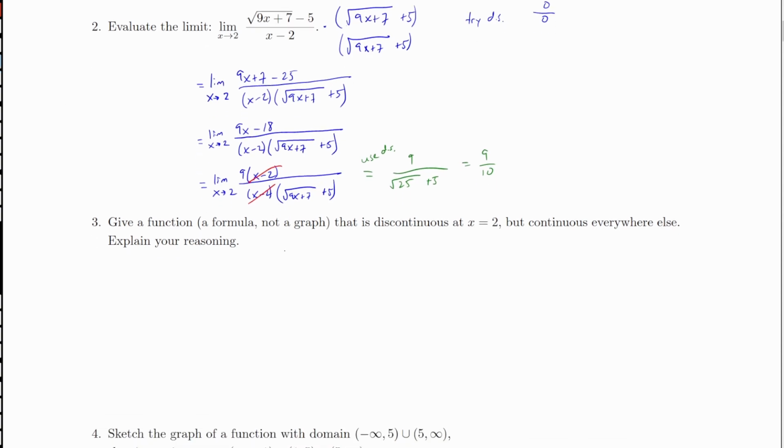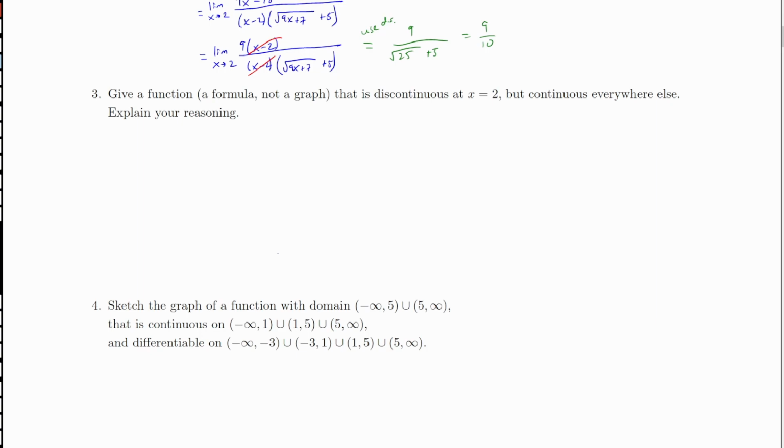Problem 3. Give a function, a formula, not a graph, that is discontinuous at x equals 2, but continuous everywhere else. Okay. So let's look at a couple of different ways to do this. One way is I want something where it's not continuous at x equals 2, and maybe I can do that by having it not defined at x equals 2. So I'll put in x minus 2 in the denominator. Okay, and then anything we want in the numerator.